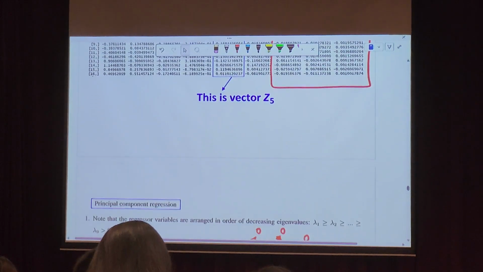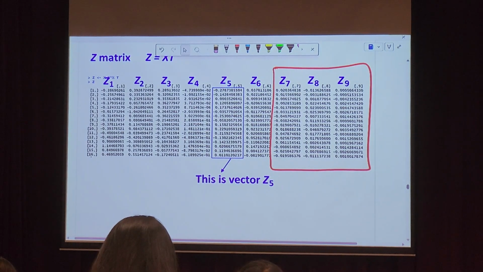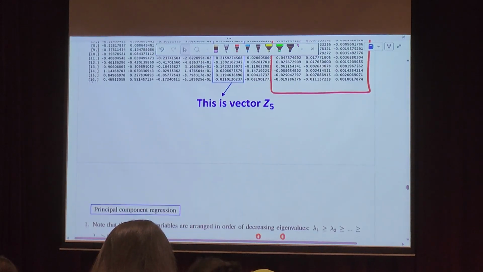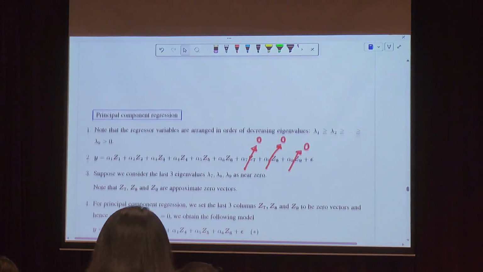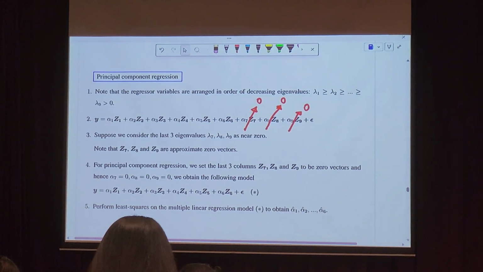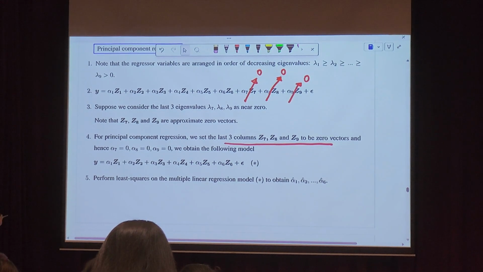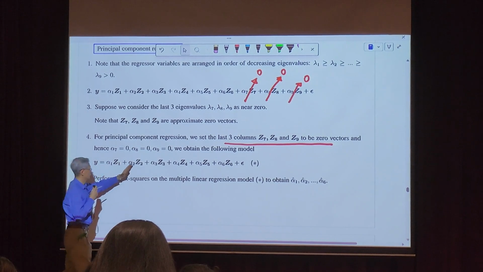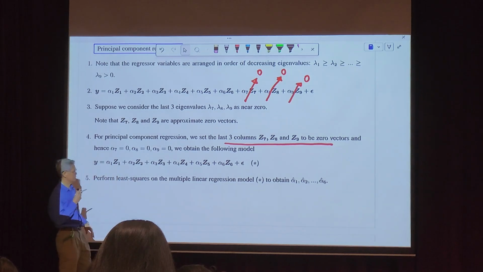So I drop them. If I don't drop them, the variance of the regression coefficient will be very large, so I have to drop them. Once I drop them, I don't have a near singular matrix problem anymore. So let's say we set the last 3 to be 0, and then we have a model with very strong principal components. Strong means non-zero, far from 0.